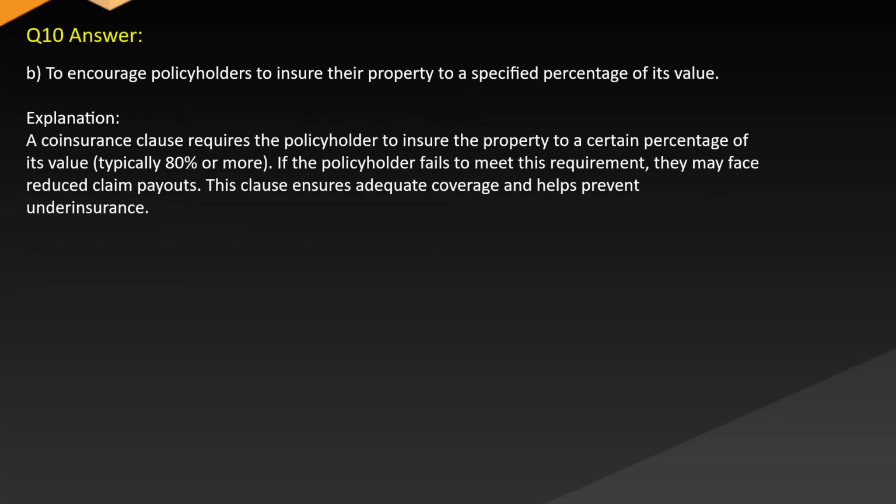Answer. B. To encourage policyholders to insure their property to a specified percentage of its value. Explanation. A coinsurance clause requires the policyholder to insure the property to a certain percentage of its value, typically 80% or more. If the policyholder fails to meet this requirement, they may face reduced claim payouts. This clause ensures adequate coverage and helps prevent underinsurance.